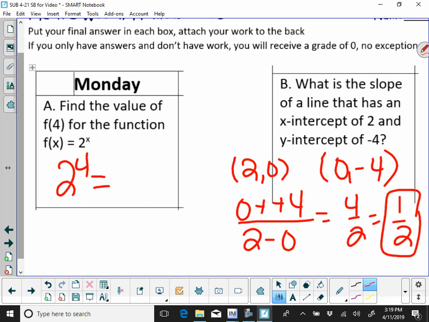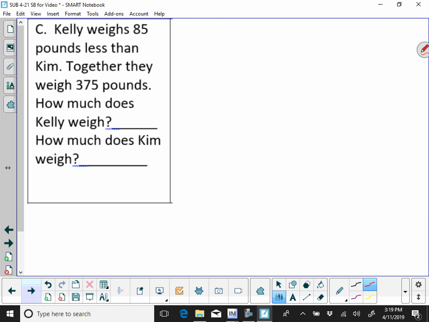So you should have 1/2 for that one. Okay, so every x-intercept has a 0 y value. Every y-intercept has a 0 x value.